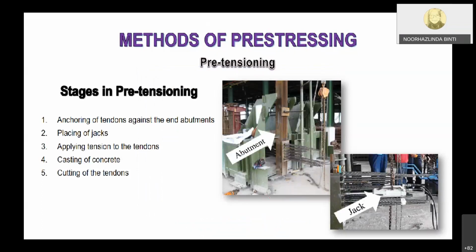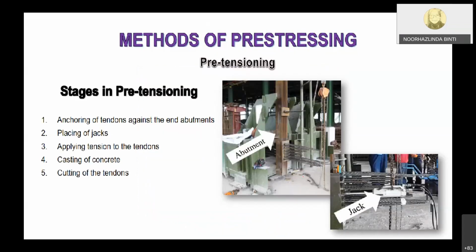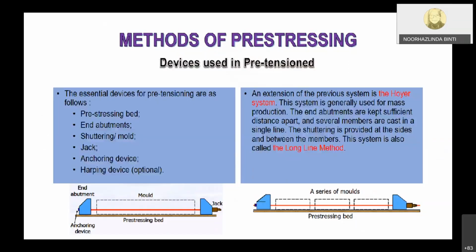Okay, so this is another diagram about this pretension, the real diagram. This is this illustration. So this is the real diagram. So this is jack that will pulling the tendon. So this is the abutment that hold the tendon. That hold the tendon. Okay, devices used in pretension. So there are a few here. You can read by yourself here.